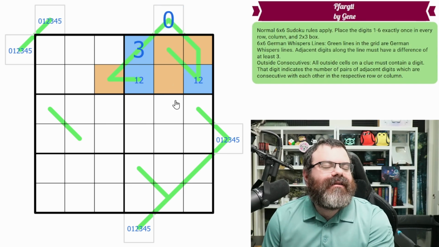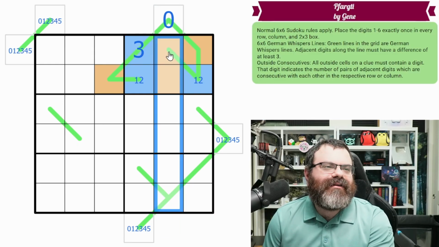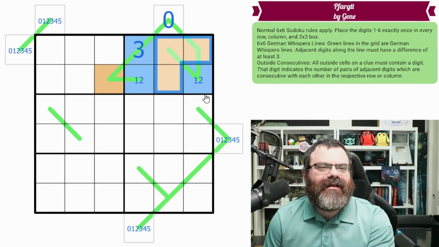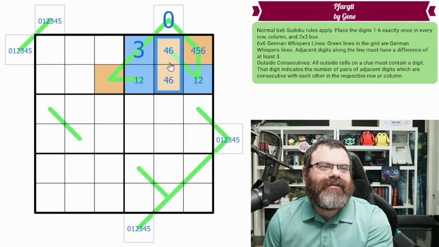I don't think I'm going to color that. And so it has to be low, but it has to be at least 3 away from the 0. So it's a 3. And that means there's nothing consecutive here, meaning these are the 4, 5, 6. These are the high. It cannot contain a 5. Otherwise it will be consecutive with a 4 or a 6. So we're going to put a 5 here.